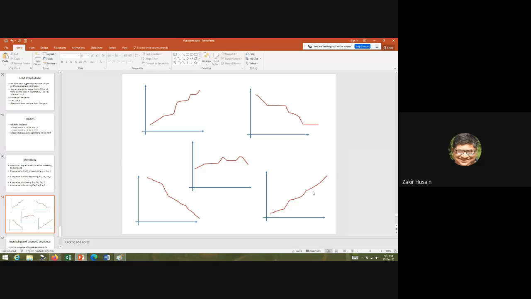If you look over here, what happens? This is strictly monotonically increasing. Over here, it is simply decreasing, but not strictly. And over here, strictly decreasing. And this, can't be said. This is not a monotone.